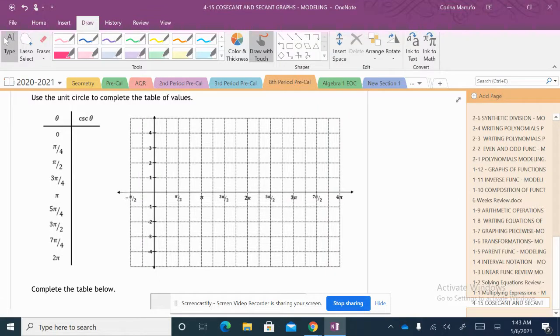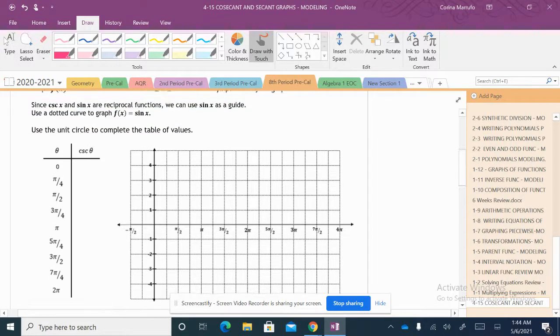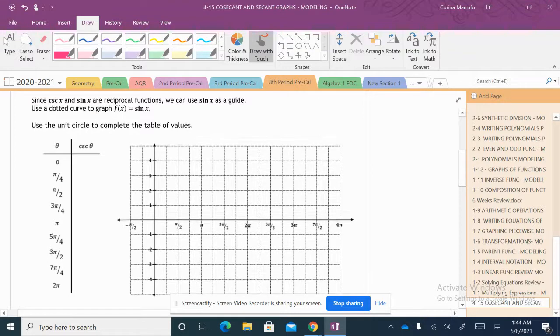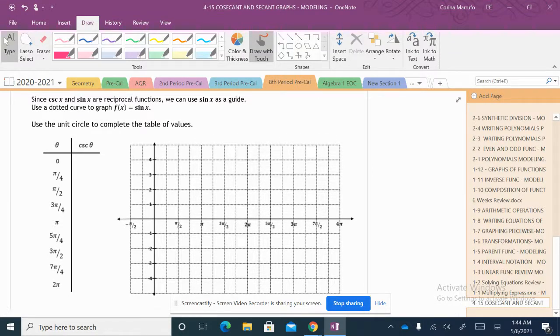So for cosecant, let me go ahead and get that unit circle real quick. I think I have it memorized, but I don't want to take any chances. At 0, sine is equal to 0. So if we flip this around and do 1 over 0, this gives us undefined.